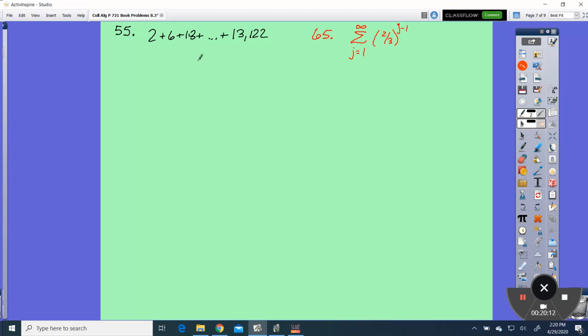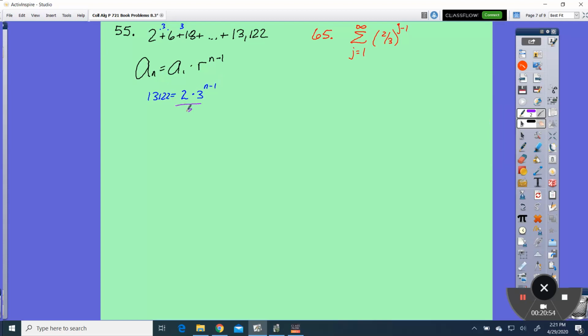So on 55, we are multiplying by 3 each time. So an equals a1 times r to the n minus 1, right? Well, I don't know what r is. Well, I do know what r is. 2 to 6 is 3. 6 times 3 makes 18, so r is 3. My first term is 2, n minus 1, and I get 13,122.